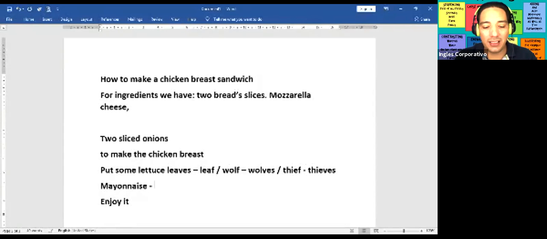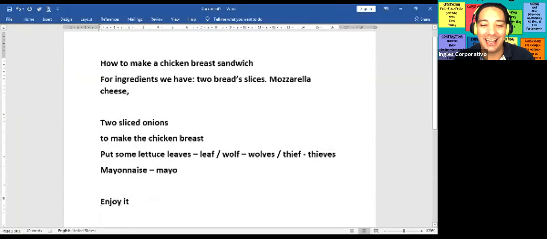Mayonnaise. Los americanos suelen decir mayo. Add some mayo. Y aquí la pronunciación es rica. Mayo.